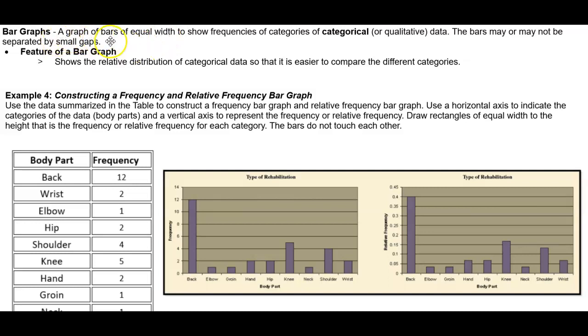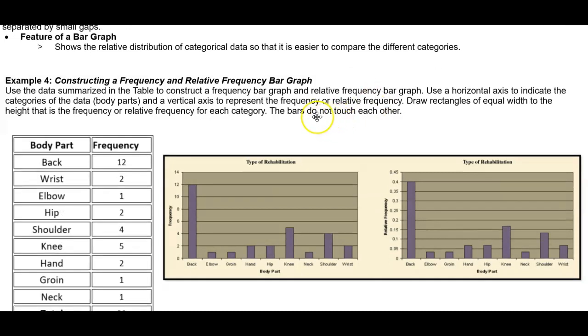Bar graphs. A graph of bars of equal width to show frequencies of categories of categorical or qualitative data. The bars may or may not be separated by small gaps. The feature of a bar graph shows the relative distribution of categorical data so that it's easier to compare the different categories. In example 4, we're going to construct a frequency bar graph.